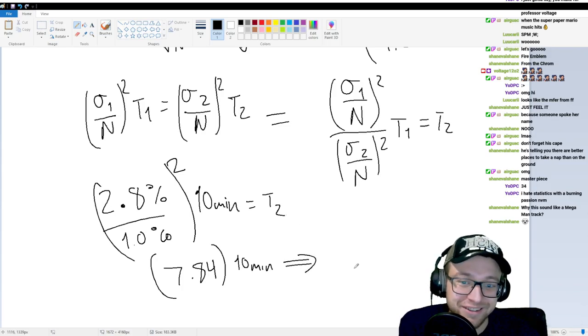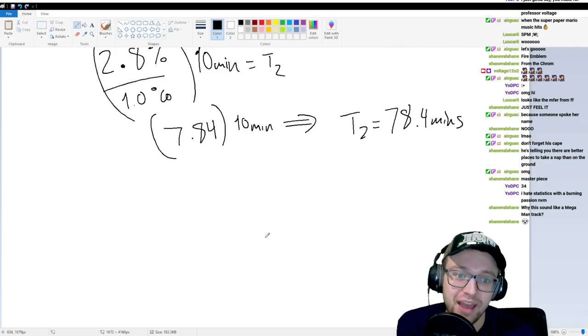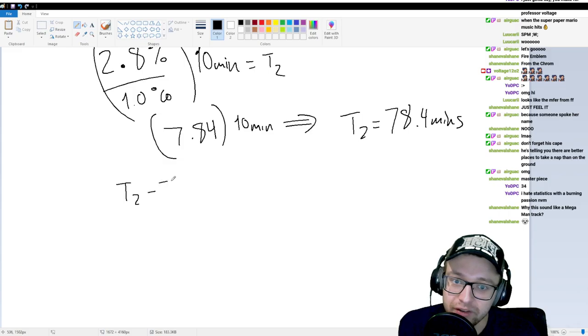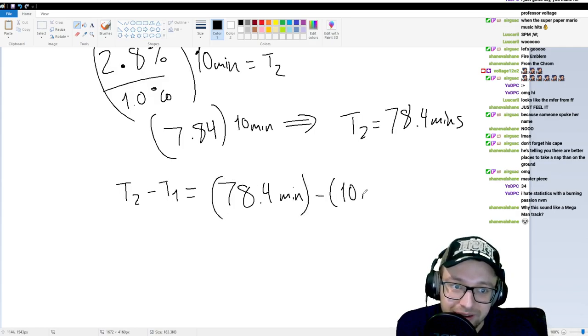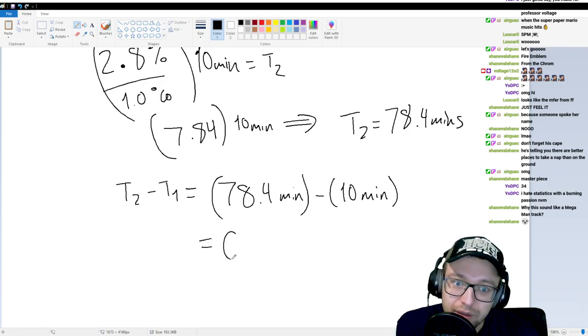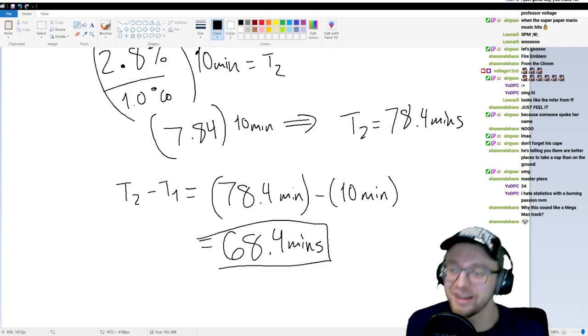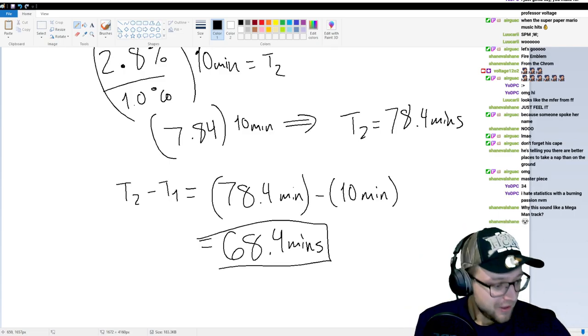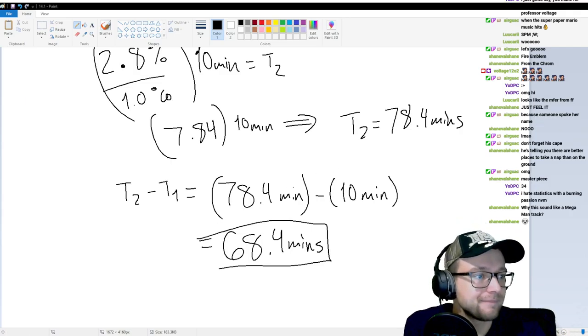So if we want to reduce the statistical uncertainty to 1%, T2, we need to measure for 78.4 minutes. So that means the time needed to add, therefore T2 minus T1 equals 78.4 minutes minus 10 minutes equals 68.4 minutes. That's a lot of time. So, that was really straightforward, actually. Feel pretty good about that.